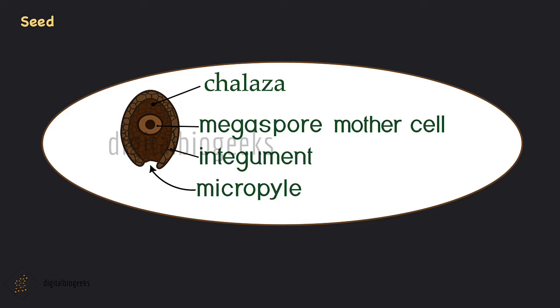The wall of the ovary develops into the wall of the fruit called the pericarp. The number of seeds present in a fruit is equal to the number of ovules present in the ovary as the ovules are transforming into seeds.